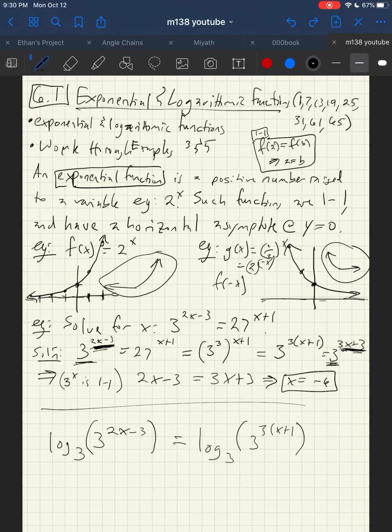That's the last thing, there's a parenthesis. Then I'll have these things cancel out, and I'll get 2x minus 3 equals 3 times the quantity x plus 1, which is exactly what we ended up with here, just with a few more steps, right?